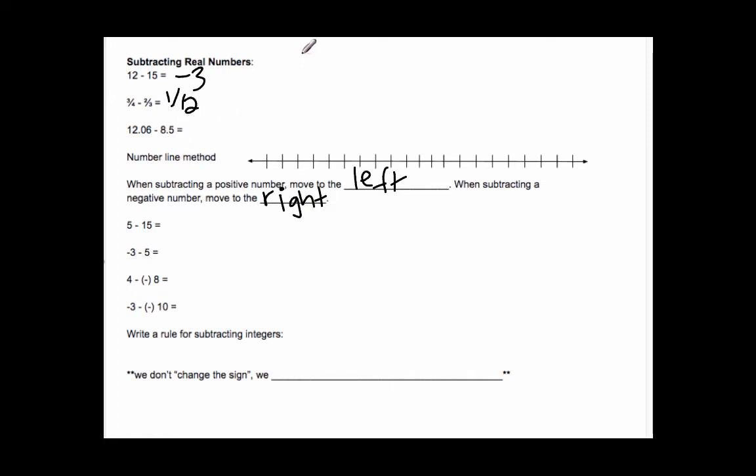Then we have 12.06 minus 8.5. Okay, notice you need to line up the decimals. I'm going to put a placeholder there. 6 minus 0 is 6.